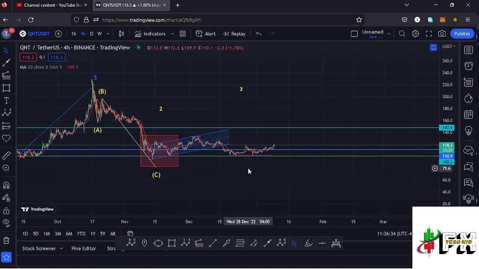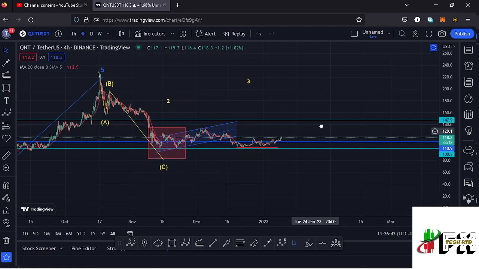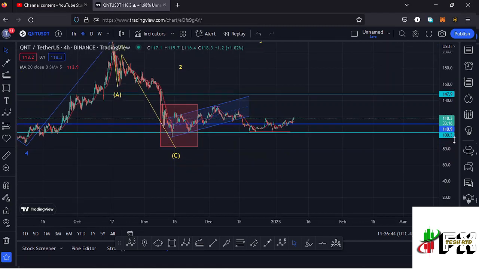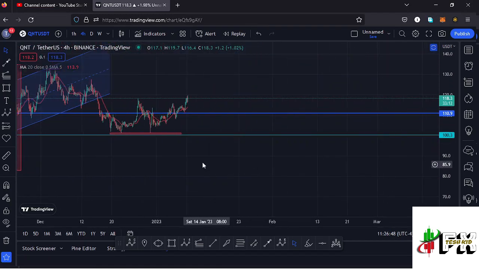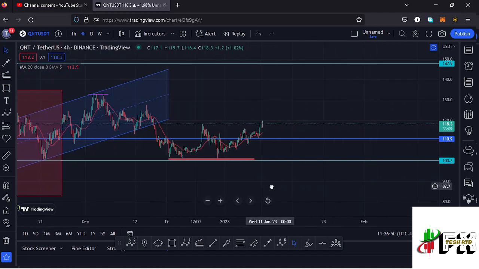And in this video, I want to give you reasons as to why I want to flip short-term bullish here on the Quant chart. And the reason as to why I want to flip short-term bullish here on the Quant chart is as a result of a chart pattern that is in formation right here that is supposed to give us a breakout to the upper side.